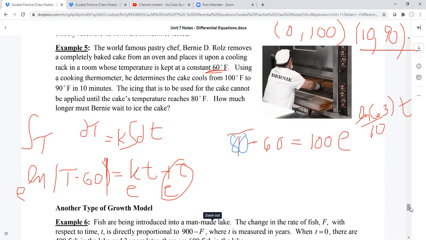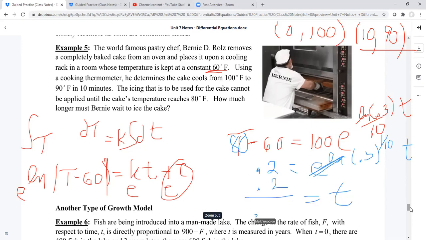So 80 minus 60 is 20, and you're going to divide by 100, so that's 0.2. It's going to equal e. And then I'm going to take that 1/10 up to the power of 0.3 t. So these cancel out. So t is going to equal 0.2 divided by 0.3 to the 1/10 power, and whatever that comes out to, that's going to be the time it takes for that cake to cool down to 80 degrees.